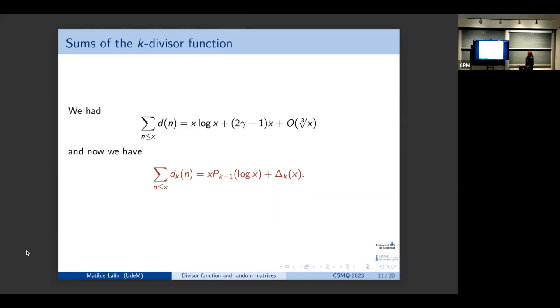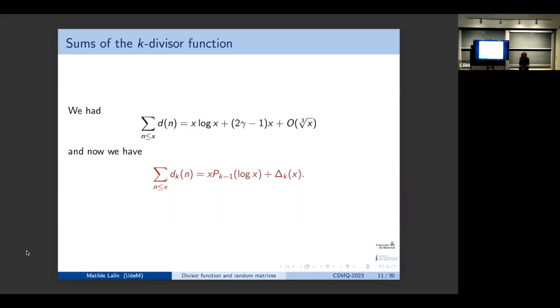And the result that it gives is that there is a main term given by x times a polynomial in log of x of degree k minus 1. So like I said, the case D2 is with k equals 2, so it will be a linear polynomial in log of x. Here's the term of degree 1, and here's the term of degree 0, okay? And so in general, you have that.